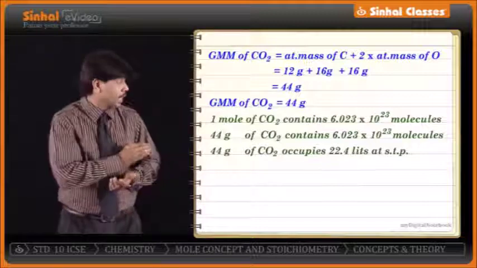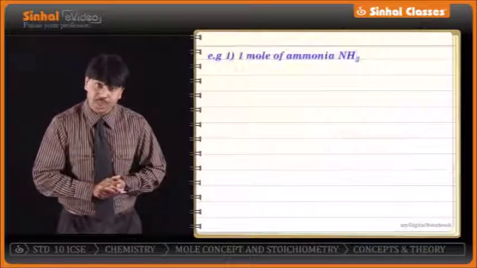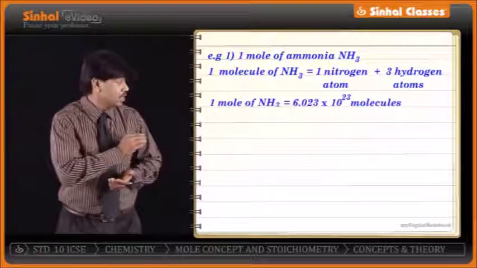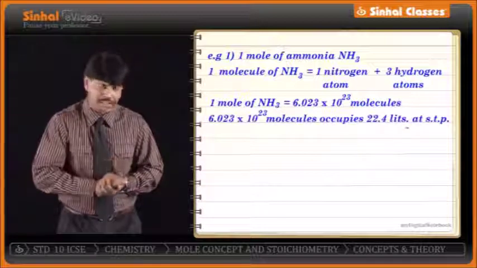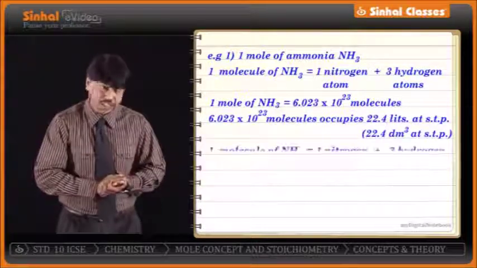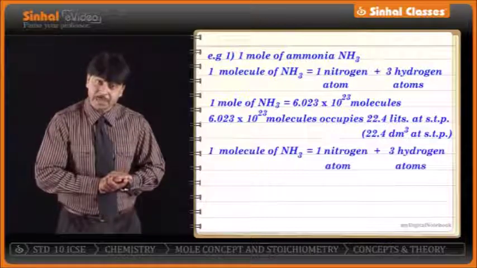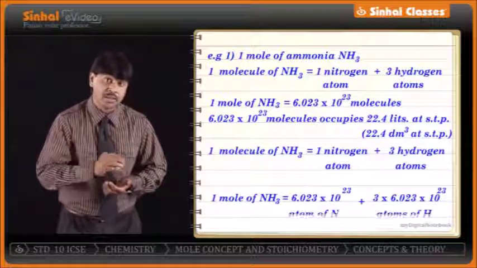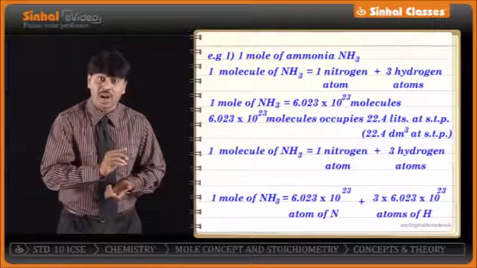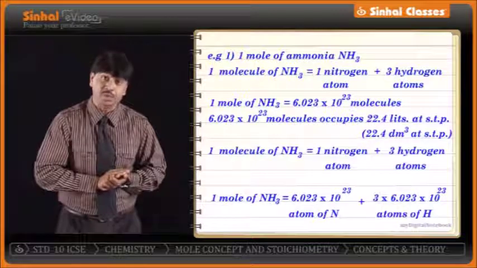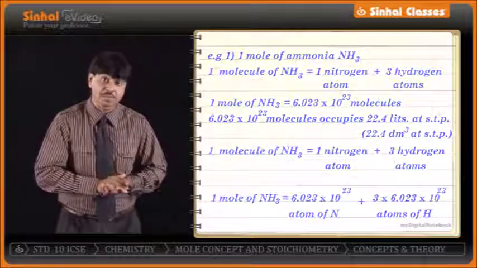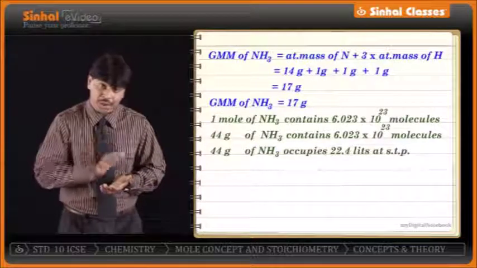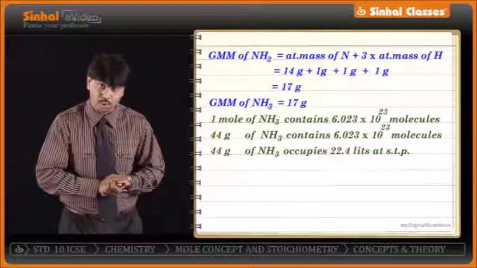Similarly, we can take another example, ammonia. The gram molecular weight of ammonia for 1 mole will be 17 grams. Now you know how to calculate it. It will occupy 22.4 liters, and the number of molecules present in it will be 6.023 × 10^23 molecules of ammonia. But how many atoms of nitrogen? 1 × 6.023 × 10^23. Whereas how many atoms of hydrogen? 3 × 6.023 × 10^23 atoms of hydrogen.